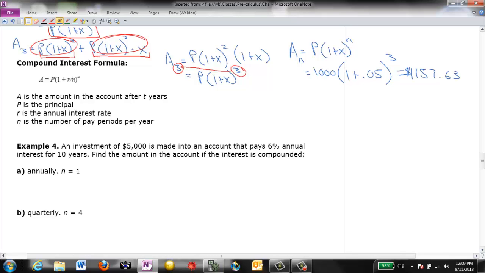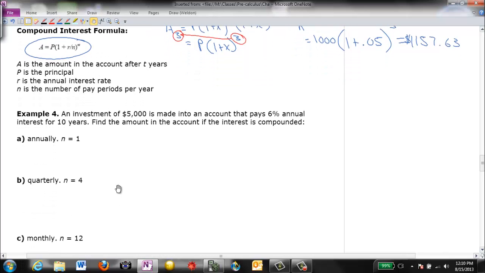So whenever we run into one of those word problems involving compound interest, we're going to be using this formula right here: A equals P times the quantity 1 plus r over n, raised to the nt. Okay, so here we go. Let's do a few examples using that formula.